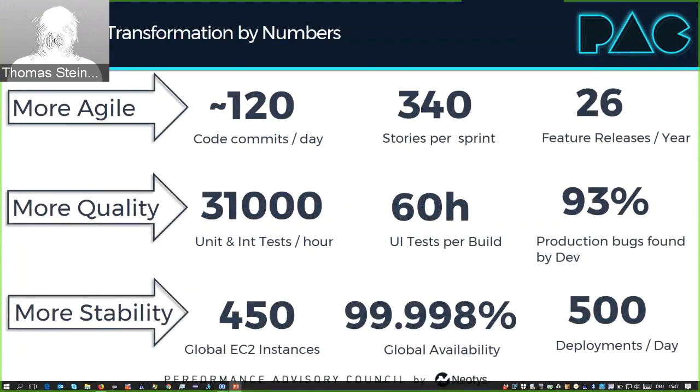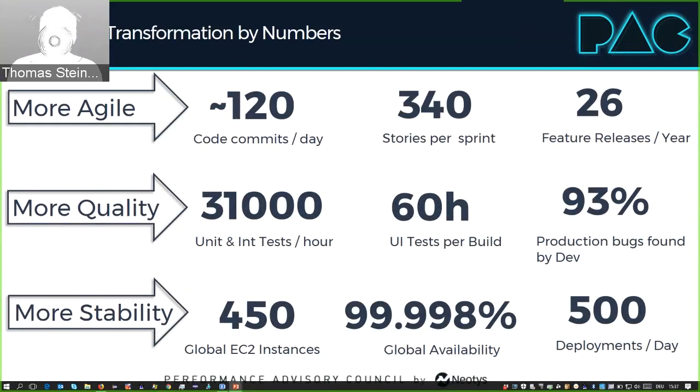So a few numbers here. We got more agile. We have an agile development process with two-weekly sprints. The main difference to our past is really that while we had 2 releases per year in the past, we now have 26, so every 2 weeks we are releasing something to production. That's a major shift in what is needed regarding testing and so on.